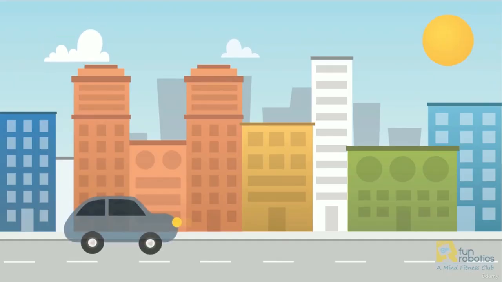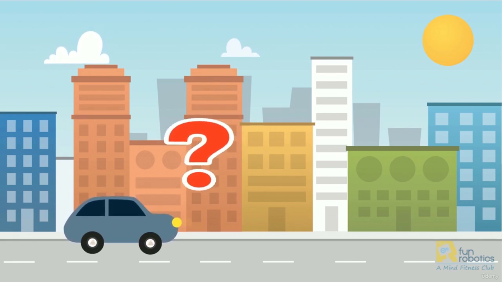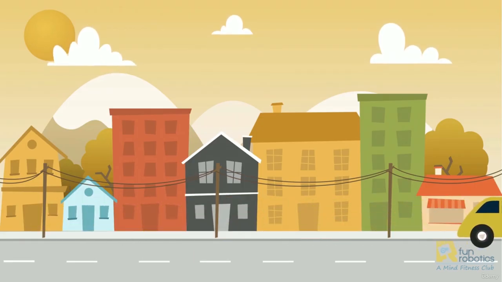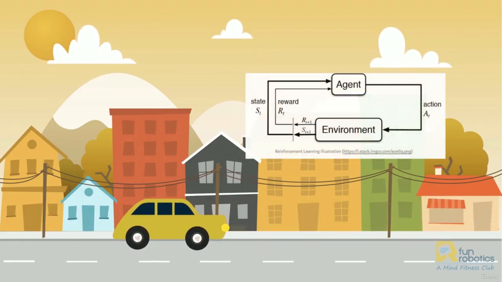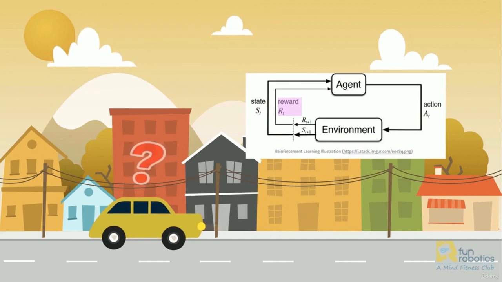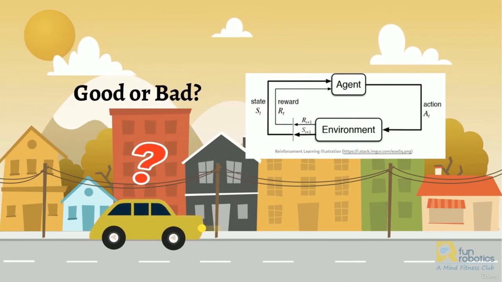Up until now, this seems like an impossible task for the car. How do you think the car can build the knowledge to drive across the street safely? Well, for every action the car takes in the environment, it receives a reward value. This value shows the car that the action it took in this state was a good or a bad one.